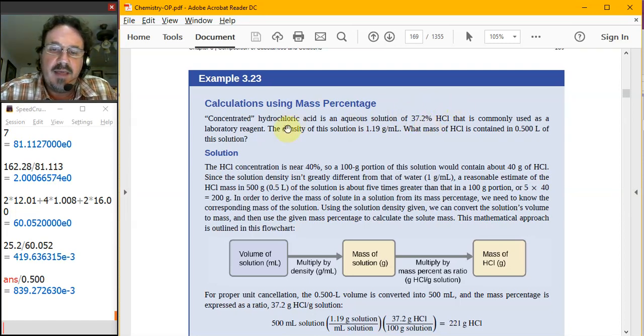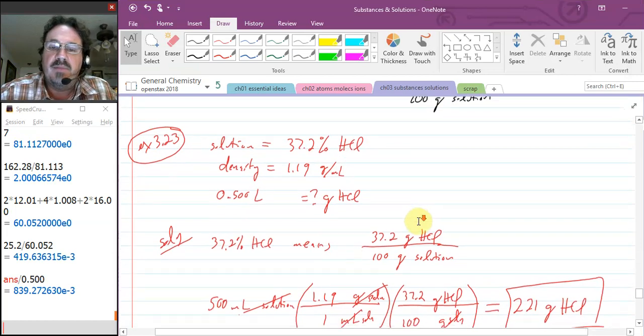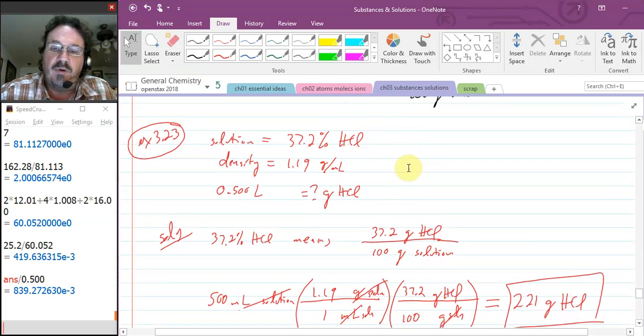They also told me that the density of that solution is 1.19 grams per milliliter. What mass of HCl is contained in half a liter of this solution? All right, let's see. Here's the pertinent data again. I just rewrote it here in my notes.